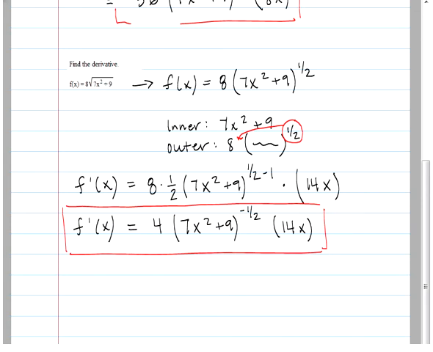So think of the chain rule as, first of all, identifying the inner function and the outer function, and then the chain rule accounts for both of those by taking the derivative of the outer function, leaving the inner function alone, and then multiplying by the derivative of the inner function.